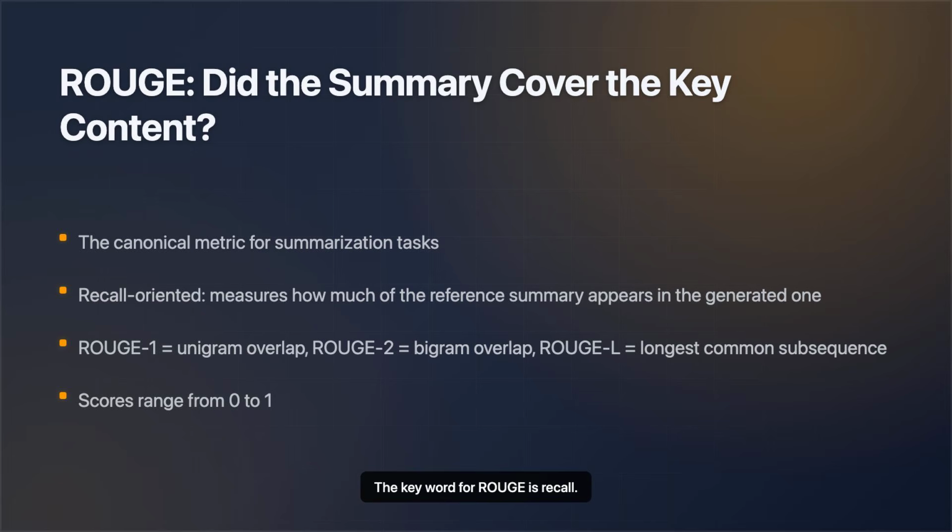The keyword for ROUGE is recall. It asks a coverage question. How much of the reference summary's key content actually made it into the generated one? Did we capture everything important? There are a few flavors. ROUGE-1 counts overlap of single words. ROUGE-2 counts overlap of word pairs. And ROUGE-L looks at the longest run of words that appears in the same order in both. All of them land on a score between 0 and 1, where higher means more of the reference content was captured.